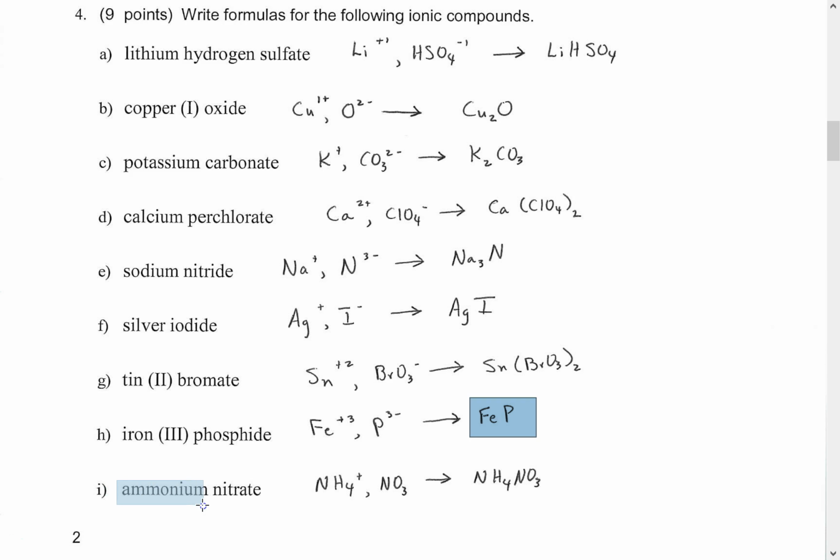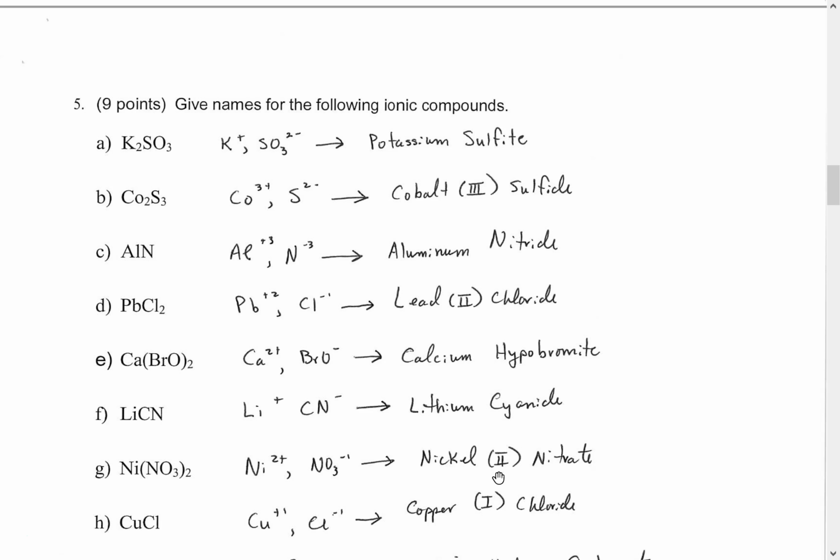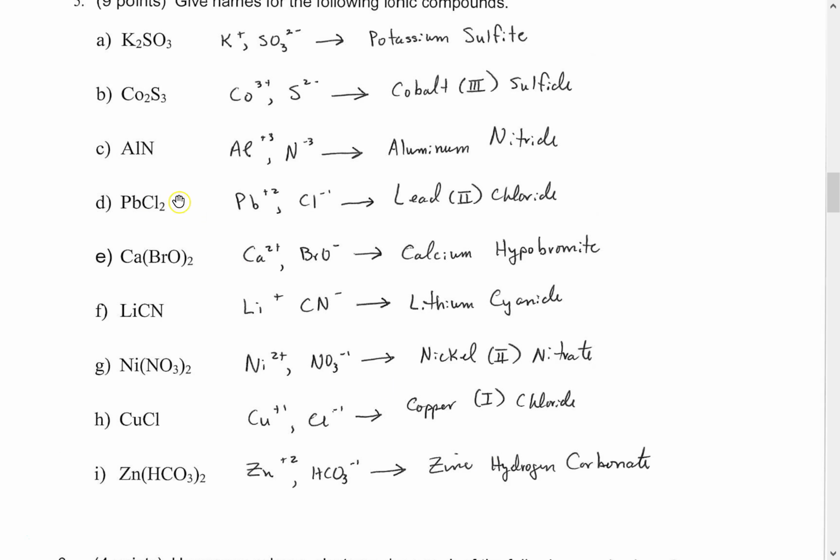Ammonium, of course, is NH4 plus 1 cation. Nitrate is the NO3. Oh, I missed my minus. NO3 minus 1 here. If we crisscross, we only need 1 of each. And then down to here where I give you the formula and you have to give me the name.